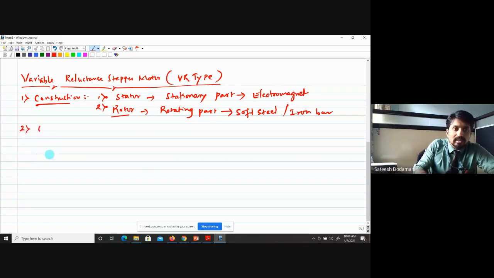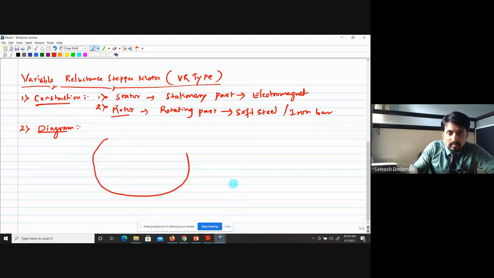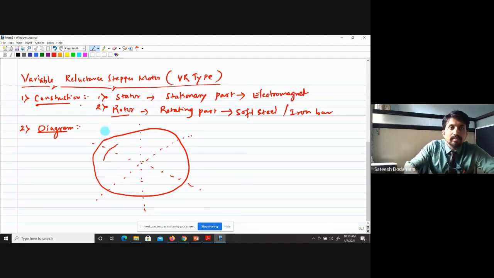Now if you check the diagram, how the stepper motor looks, I can show you a rough diagram. This is the stepper motor stator, if you consider here. Just for my reference, I'm drawing some lines here. That's it. Now, what happened? Here we get one pole. Here also we get one pole.